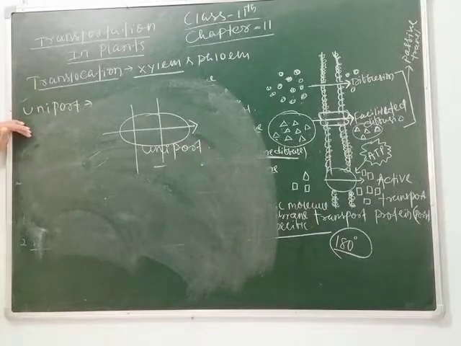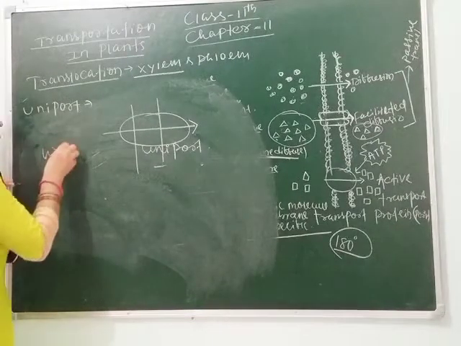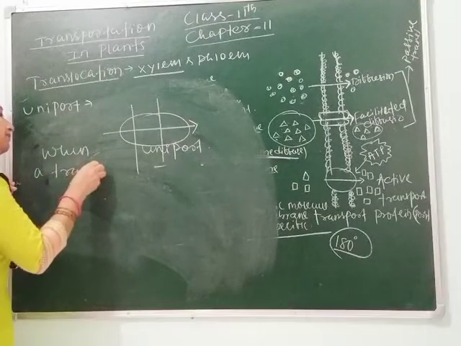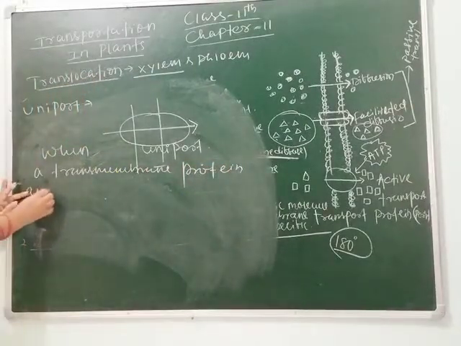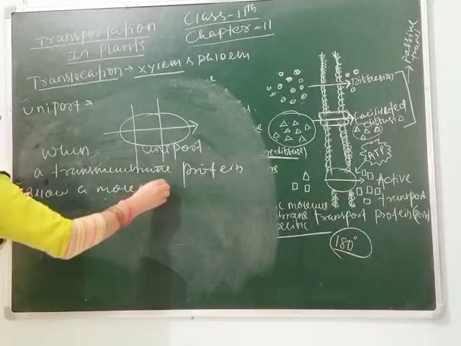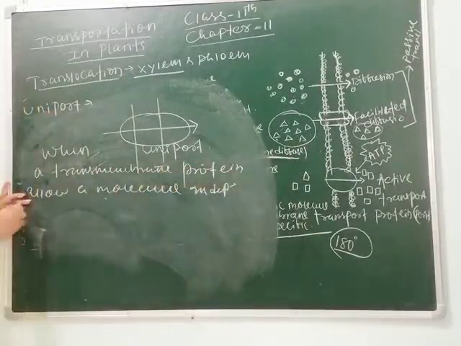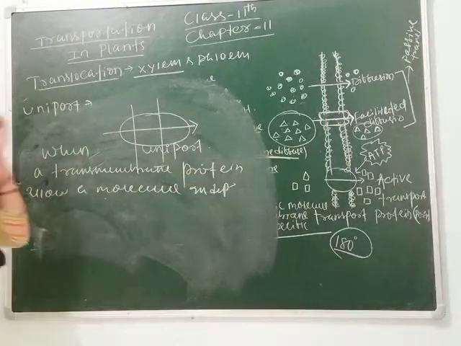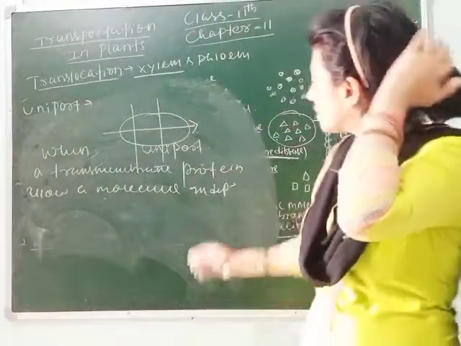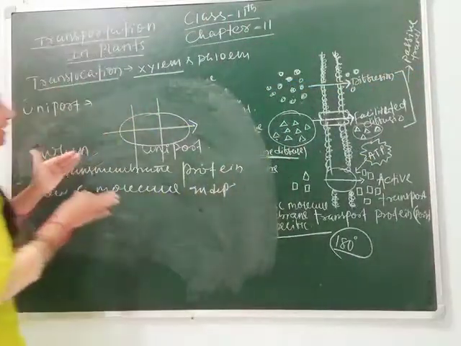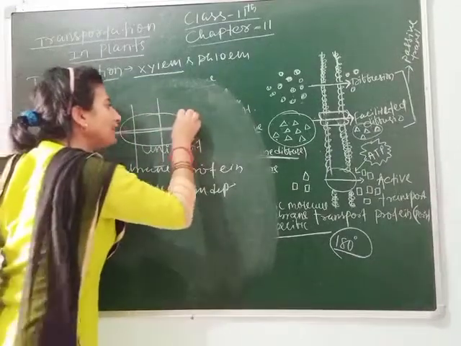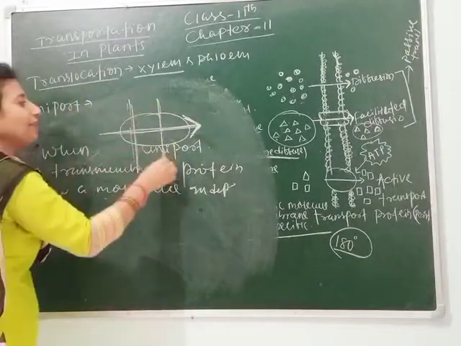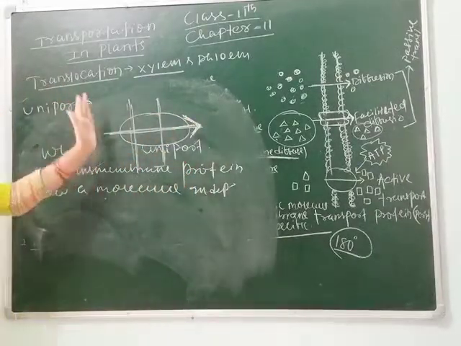You can simply write: when a transmembrane protein allows a molecule to pass independently of any other molecule, meaning it does not depend on other molecules and can cross the channel independently in a single direction, that is called uniport. Simply, if you can't understand, you can write: when the movement of a molecule occurs through the plasma membrane in a single direction, where only that molecule goes.